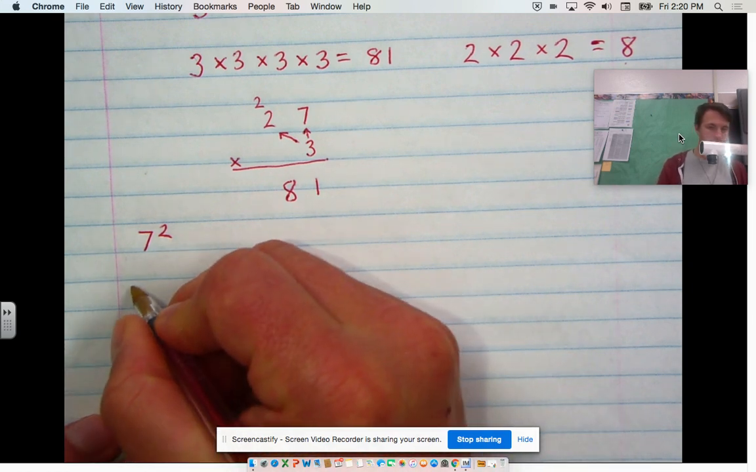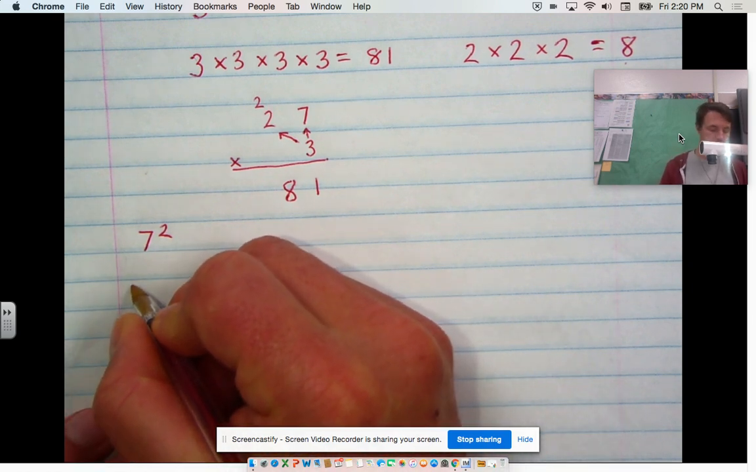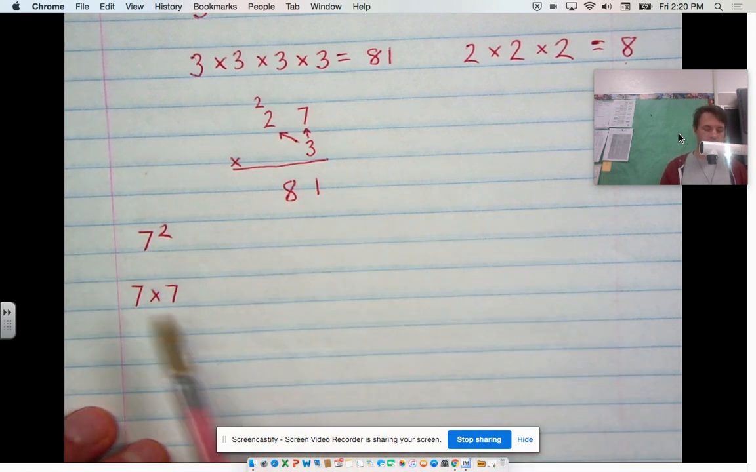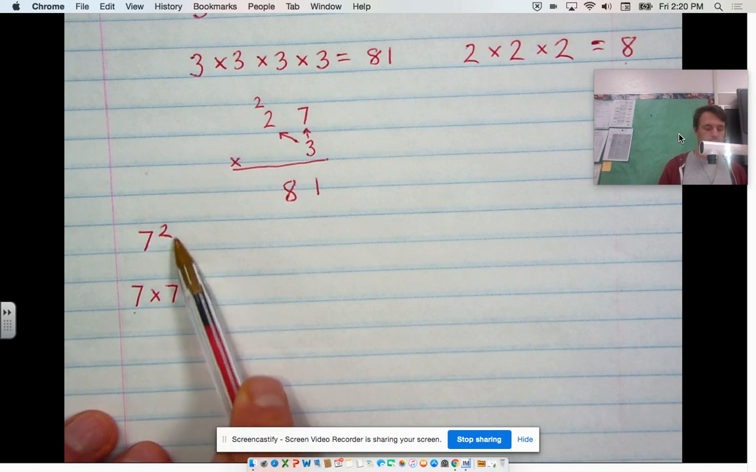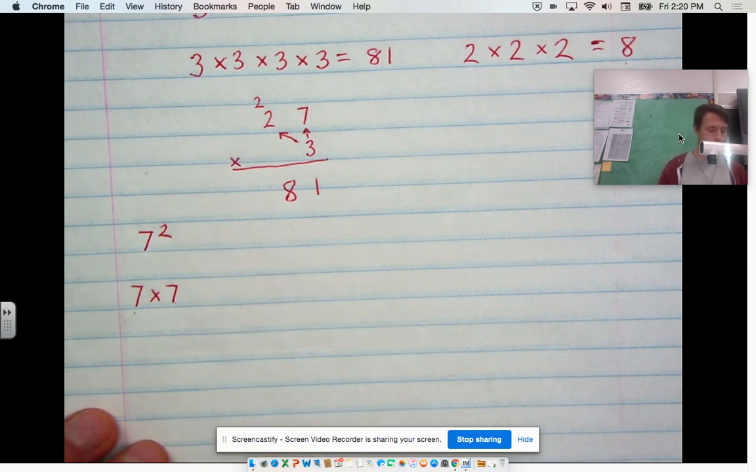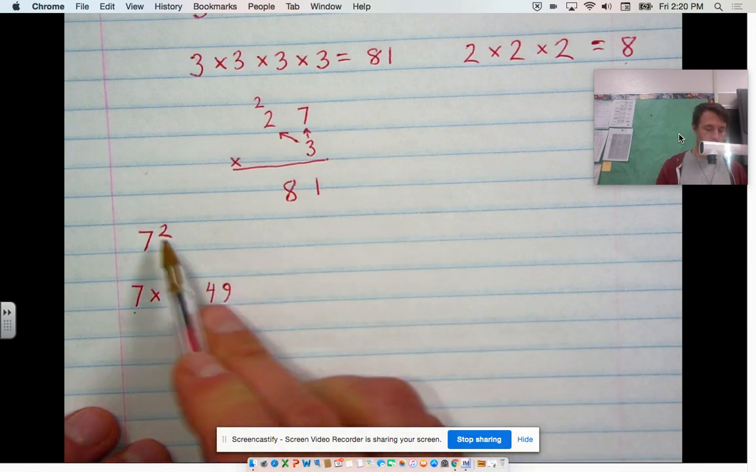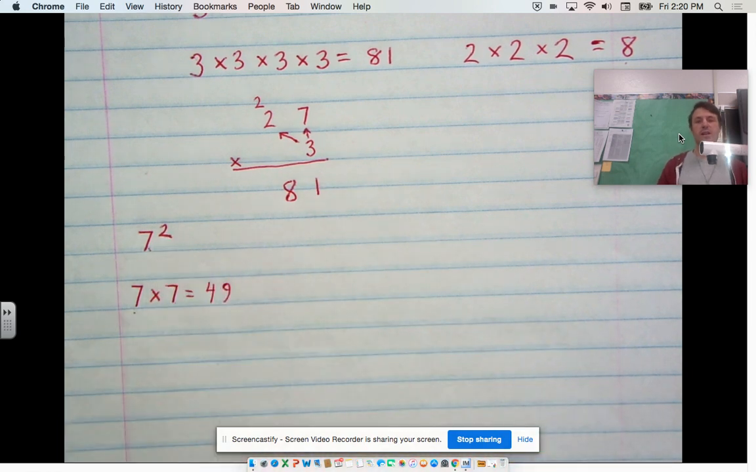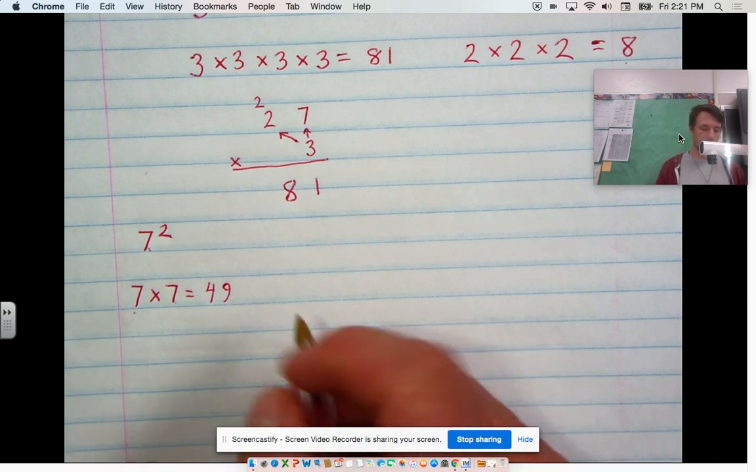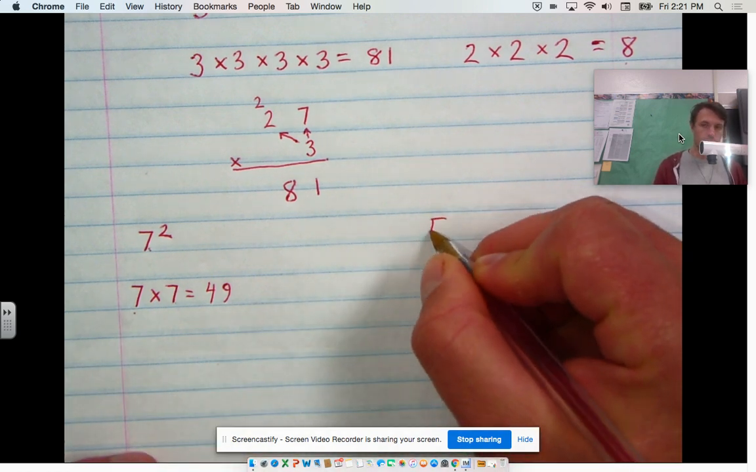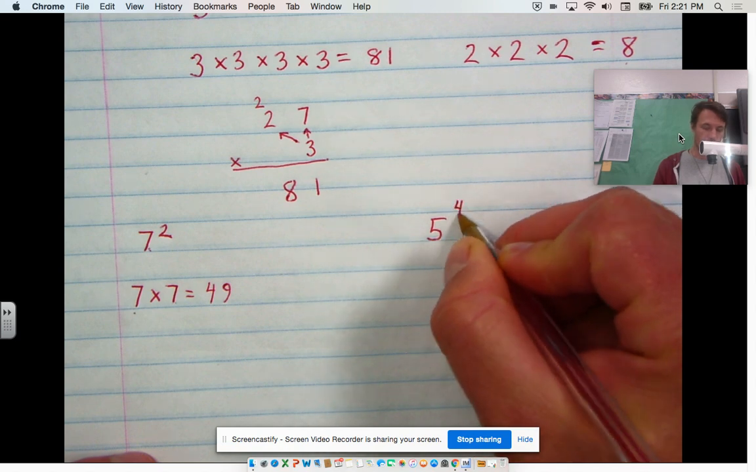And what does 7 squared, or 7 raised to the second power, mean? It means 7 times 7. We use 7 as a factor twice because it's raised to the second power. Okay, 7 times 7 is 49. So 7 raised to the second power, or 7 squared, is 49. Let's do one more example together. Let's do 5 raised to the fourth power.